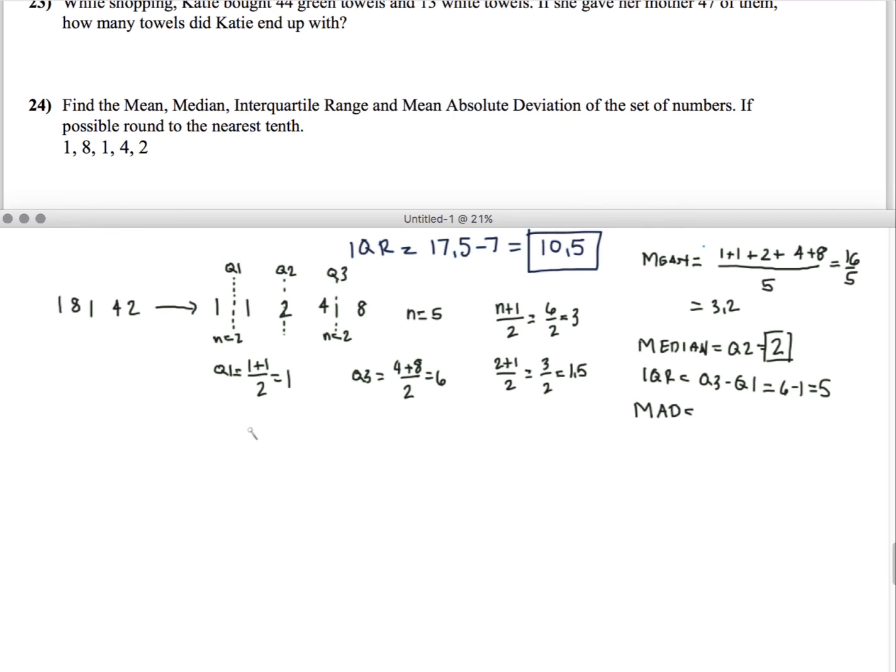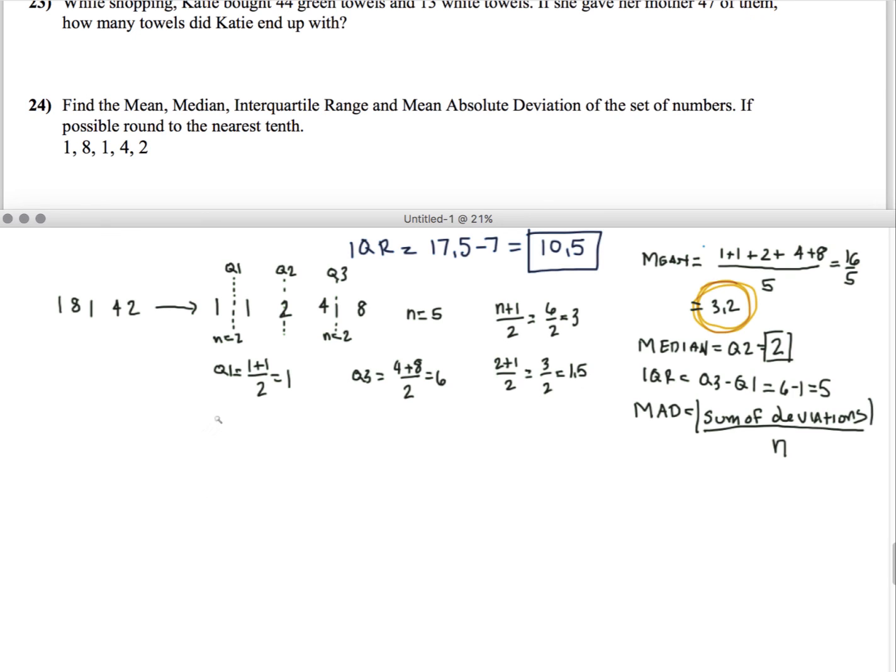Now, the mean absolute deviation, it's put together with a lot of operations. That's why it looks kind of complicated. What it kind of is, it's the sum of the deviations, the absolute value of, over the total number. So let's do a few just so you get the idea, okay?